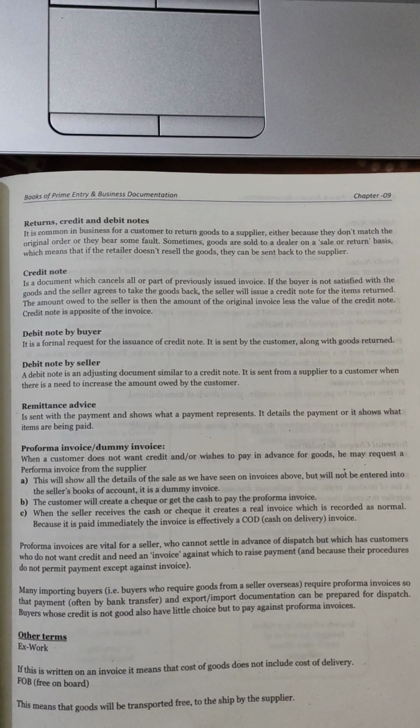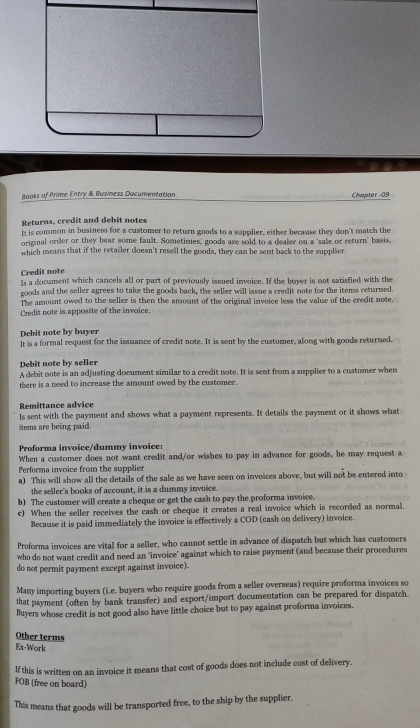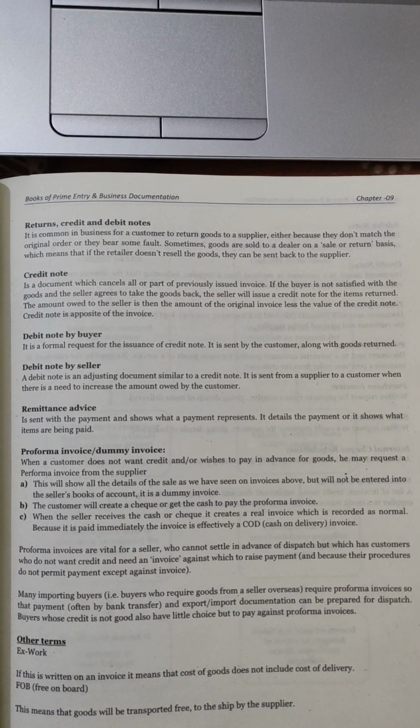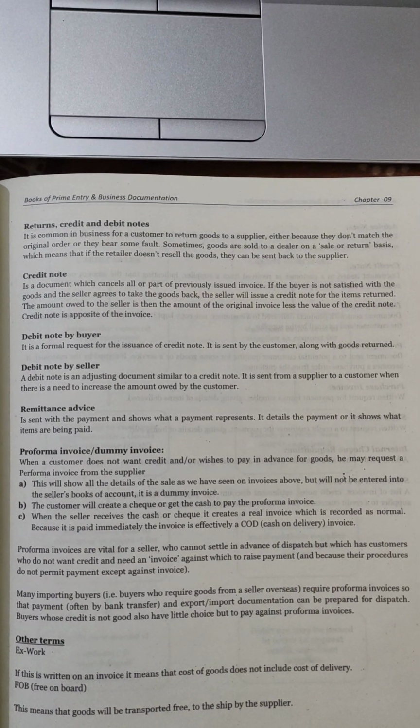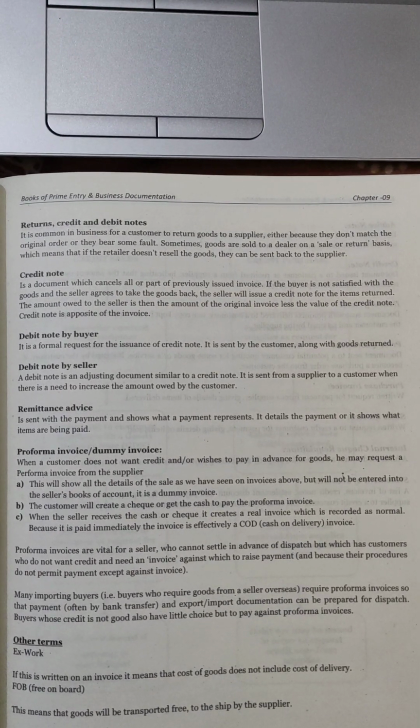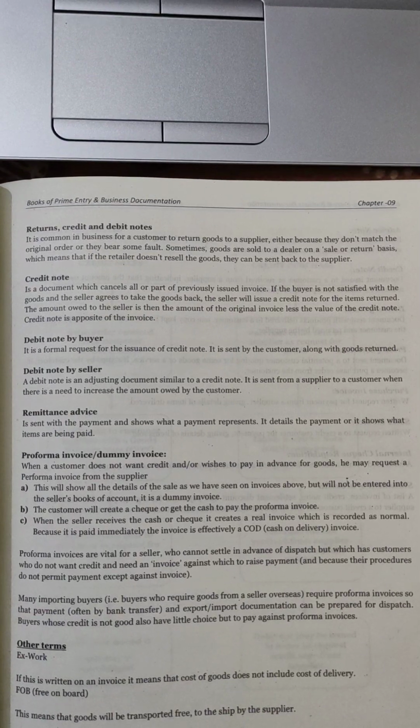When a customer does not want credit or wishes to pay in advance for the goods, he may request a pro forma invoice from the supplier. This will show all the details of the sale as we have seen on invoices above, but will not be entered into the seller's book of accounts. It is a dummy invoice.